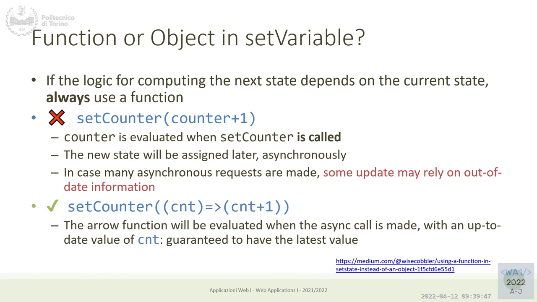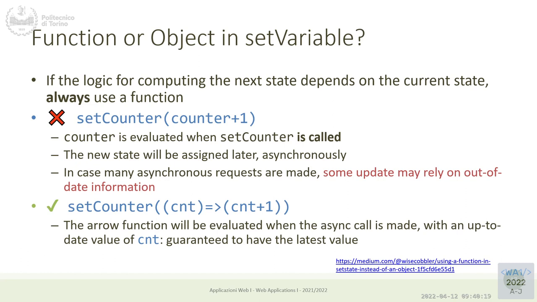So if in the meantime counter has been reset to zero, since it's asynchronous, I don't know in which order the operation will be executed, I will force it to do 101 instead of one, instead of increasing the current value. And you can try that with a button, and if you click quick enough, you see that you're missing some increments. You're skipping some values because of the order of the operations.